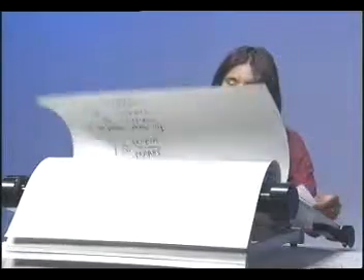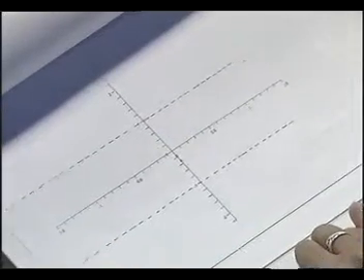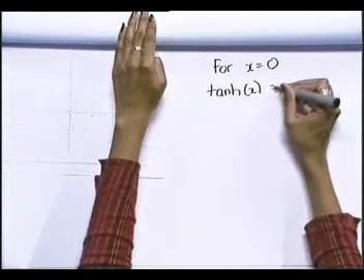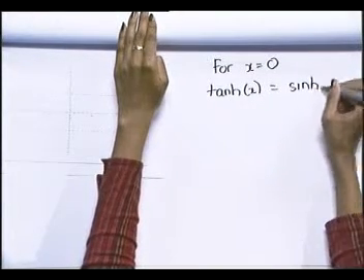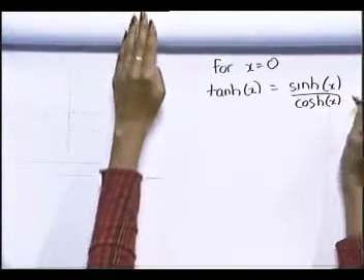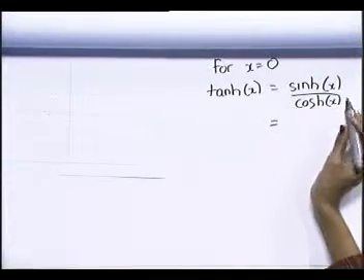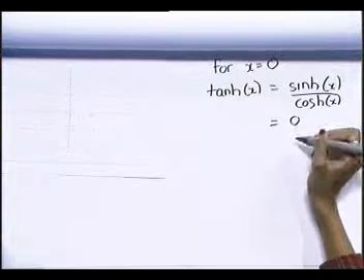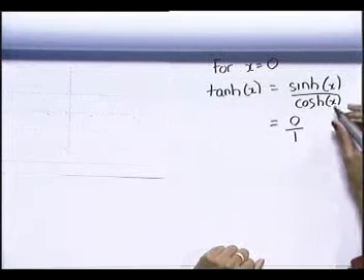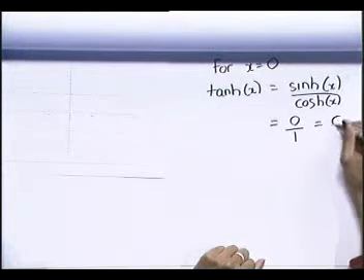And now, just to finish off, we'll see what happens when x equals 0. So for x equals 0, tanh x, which is sinh x over cosh x, will be, well, sinh of x was 0, so that would be 0. Cosh of x was 1. So tanh of x when x equals 0 is just 0.